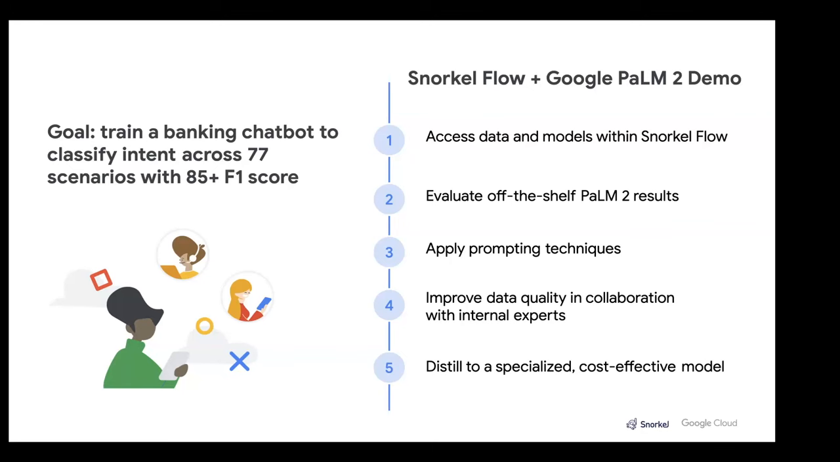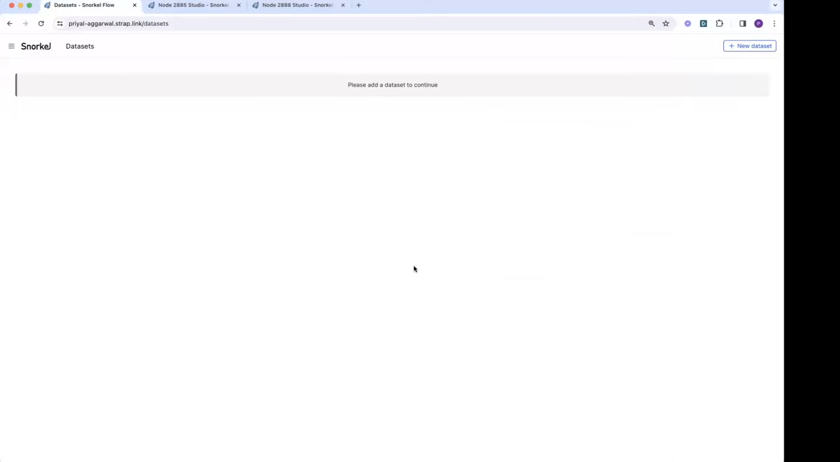We'll show you how to evaluate a PaLM 2 model to establish baseline performance, then apply and evaluate various types of prompts. Next, we'll highlight how to use data-centric techniques to find and fix data issues in partnership with internal experts. And finally, we'll distill an efficient specialized model with a 38-point F1 boost compared to the original out-of-the-box PaLM 2 model. Let's dive in.